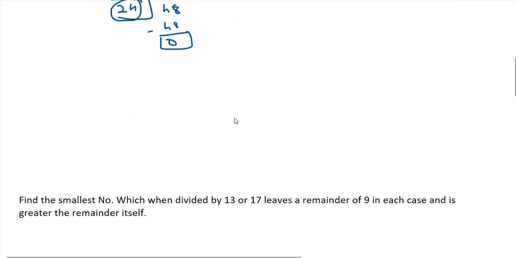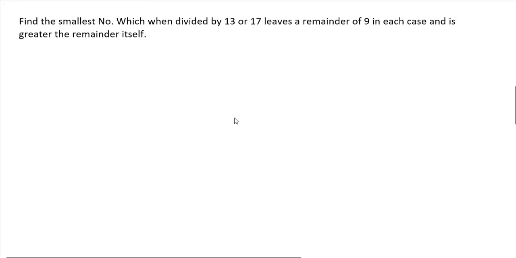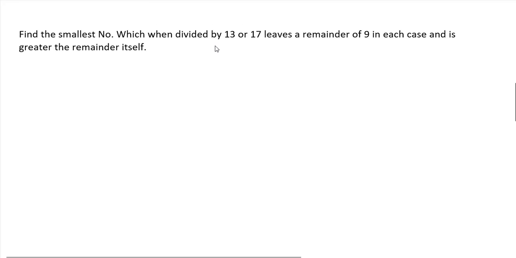Let us take the next problem. Find the smallest number which when divided by 13 or 17 leaves a remainder of 9 in each case, and it is greater than the remainder itself. Now this problem is based on the concept of LCM. We need to find a number which when divided by 13 and 17 will leave a remainder of 9, and that too the smallest number, and it should be greater than the remainder itself.